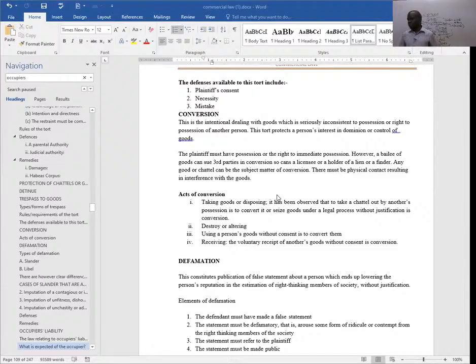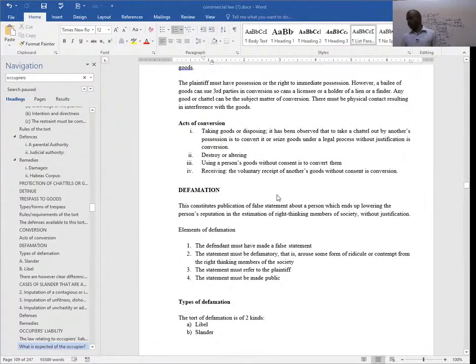Then the statement must be made in public, either in a publication or just by word of mouth. If those elements are present with regard to a particular statement, then one can be accused of defamation. So that's what we mean by defamation in a nutshell. But we've said it is in two forms. It can be in a permanent form known as libel, or in a non-permanent form just by word of mouth known as slander. Those are the two types of defamation.